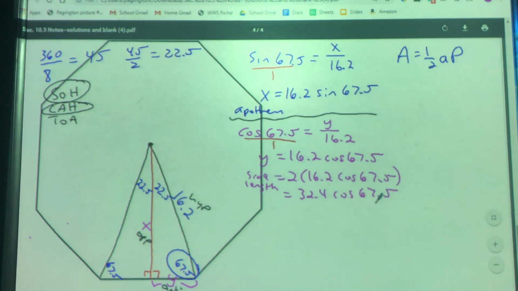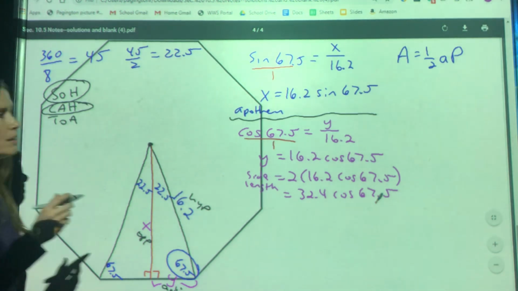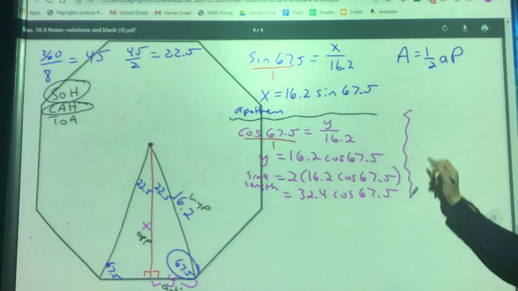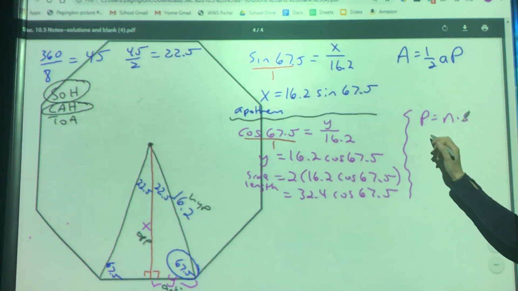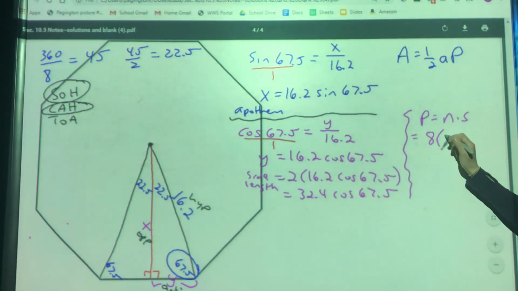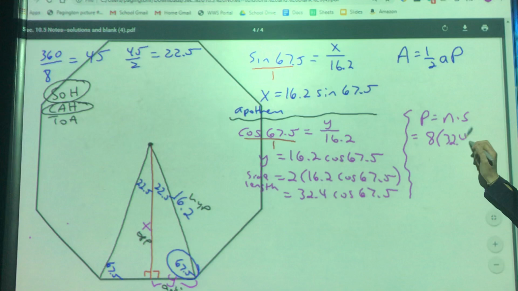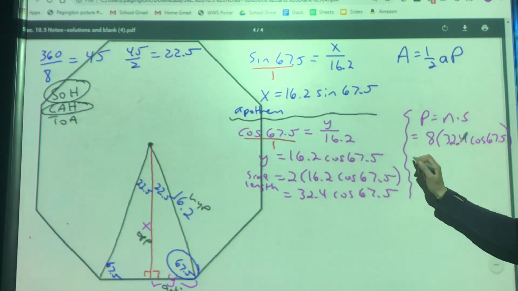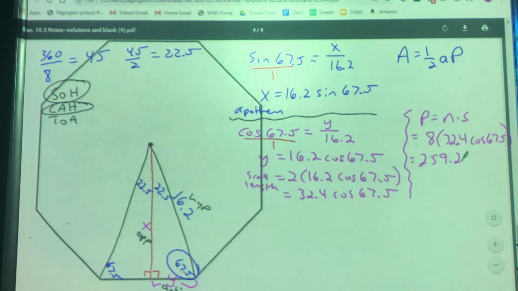So now that is my side length, but I still need to find my perimeter, right? So I'm going to do that out to the side here. So my perimeter is then n times s, where I know that it's an octagon, so it has 8 sides. And one side length, we just said, is 32.4 cosine 67.5. And if I go ahead and multiply that, again, keeping it in exact form, then I'm getting that my perimeter is 259.2 cosine of 67.5. And that is my perimeter.